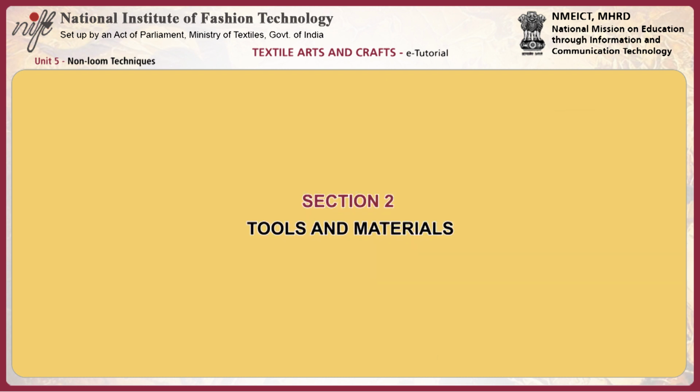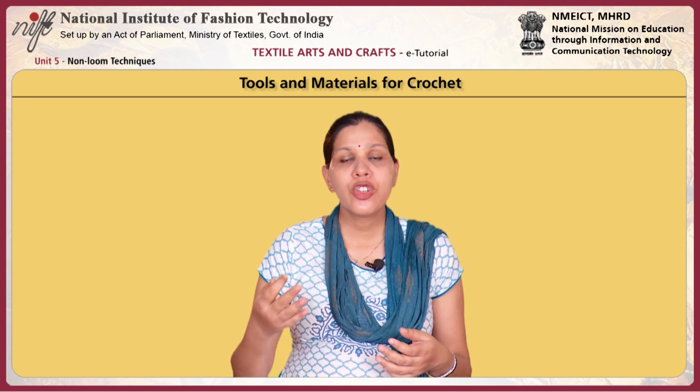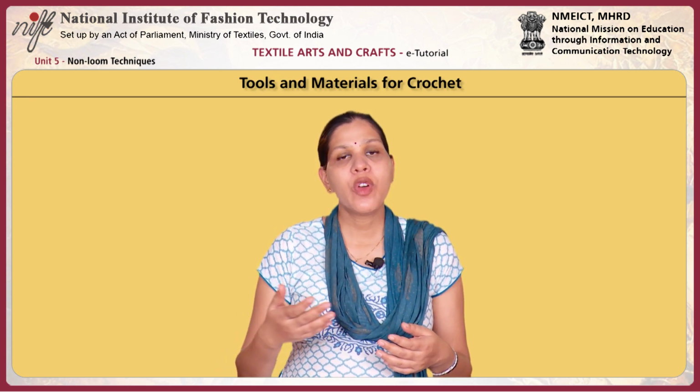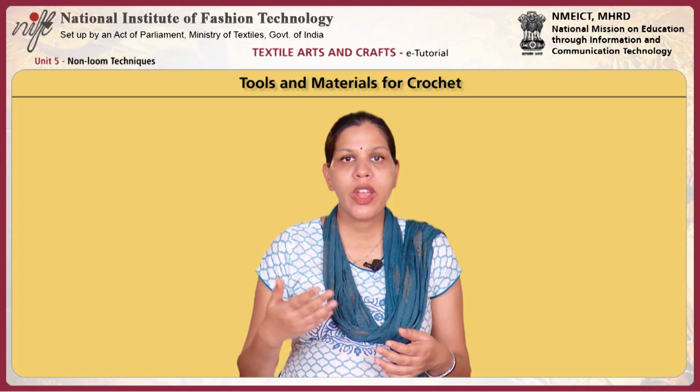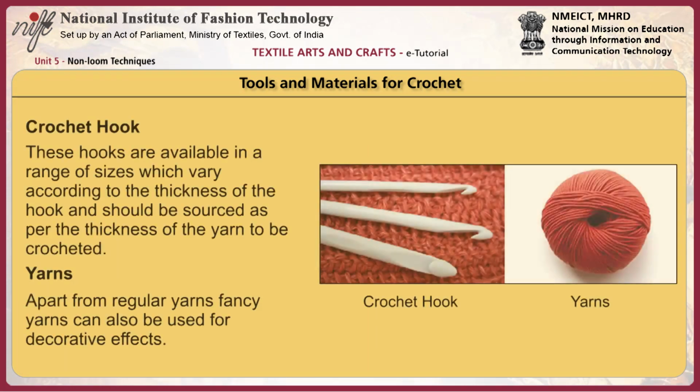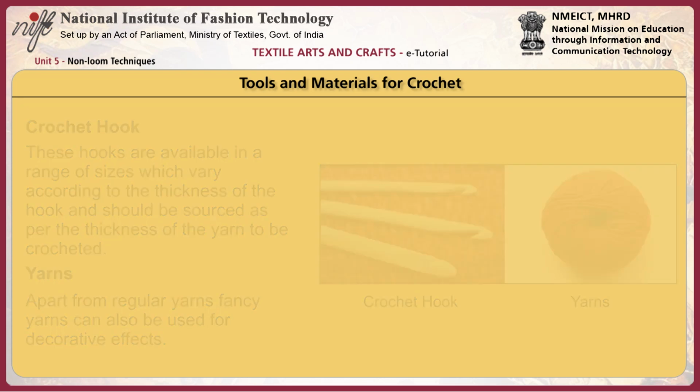In this section, you will learn about the materials and tools that are used in these techniques. These are the tools and materials required for crochet. Crochet hook and yarns. These hooks are available in a range of sizes which vary according to the thickness of the hook and should be sourced as per the thickness of the yarn to be crocheted. Apart from regular yarns, fancy yarns can also be used for decorative effects.